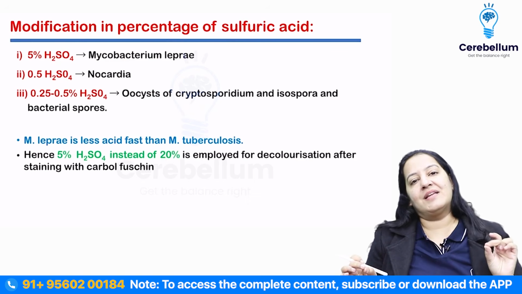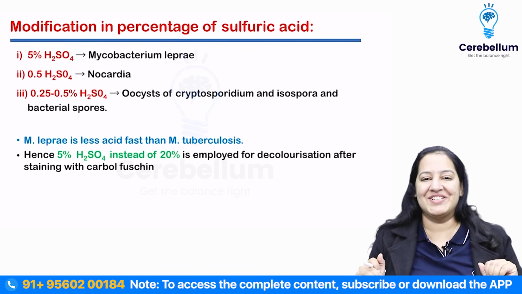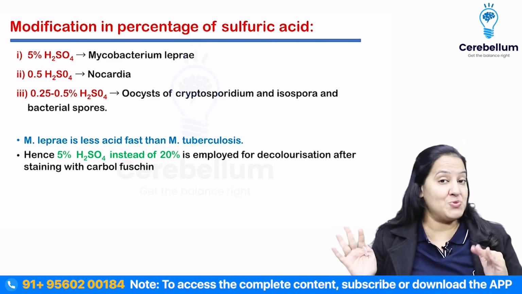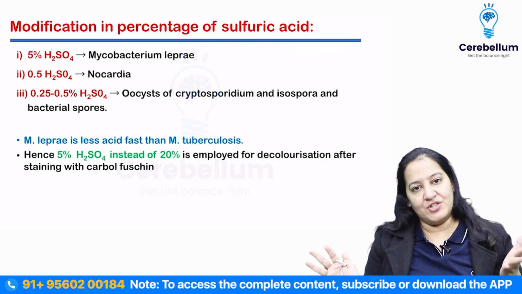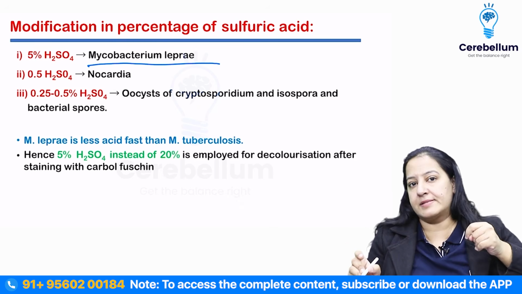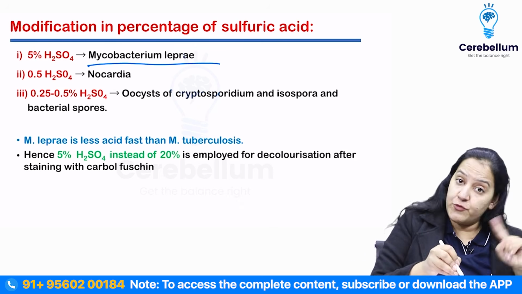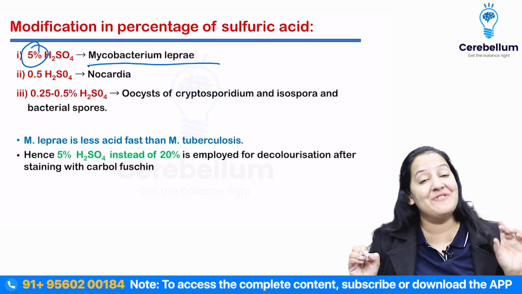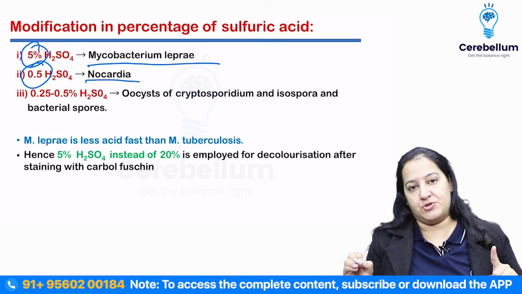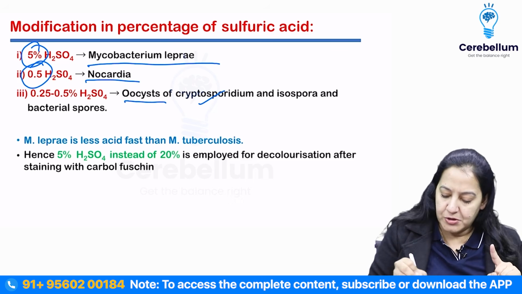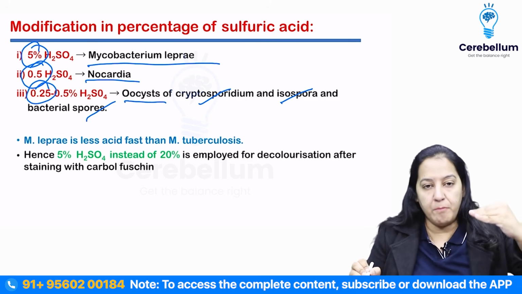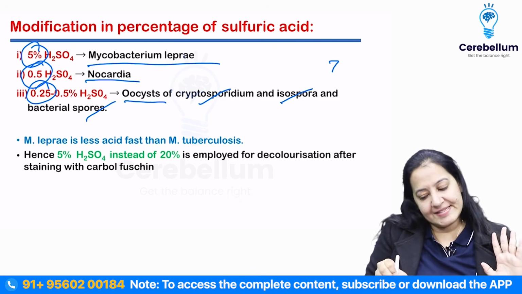Now there are some modifications in acid fast staining. Let me tell you what they are. Standard, we use 20% H2SO4. But we can change the percentage according to the organism. For Mycobacterium leprae, not for Mycobacterium tuberculosis, mind my words, instead of 20%, we use 5% H2SO4. It's a very important MCQ. Please learn, right? For Nocardia, we use 0.5% H2SO4. For oocysts, for Cryptosporidium, Isospora and bacterial spores, we use 0.25% H2SO4. So 5, 0.5 and 0.25, not 20, and the standard is 20.